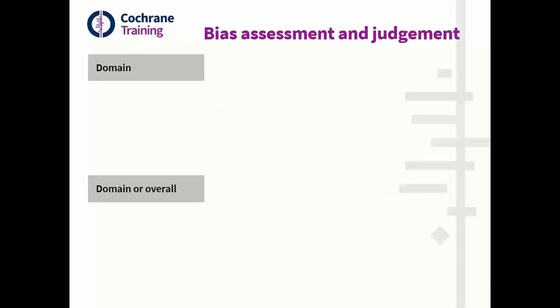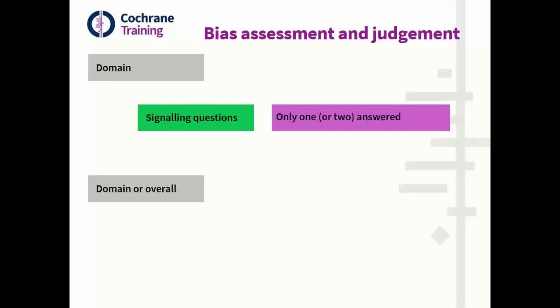So one thing we'd like to talk about is how the actual bias is being assessed and how signalling questions are being answered. Again, this is in the full consensus agreement document that will accompany your review when you send it in for peer review. We often see issues at the domain level where authors have not considered all aspects of the domain, perhaps by answering only one or two of the signalling questions and not all of them, or perhaps misreading what the questions are asking or not considering the guidance.